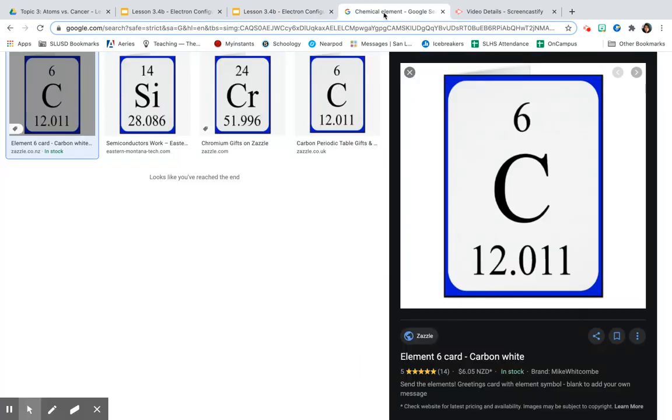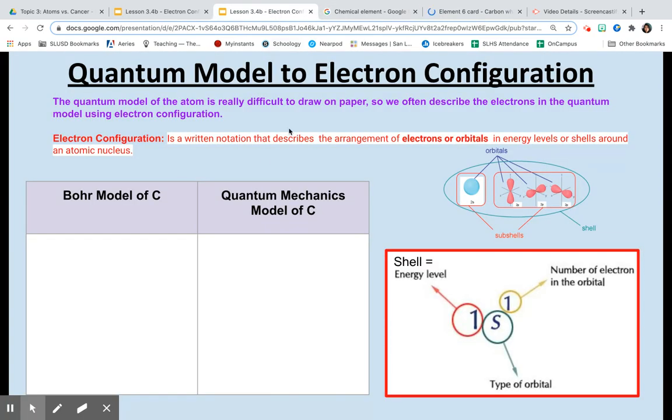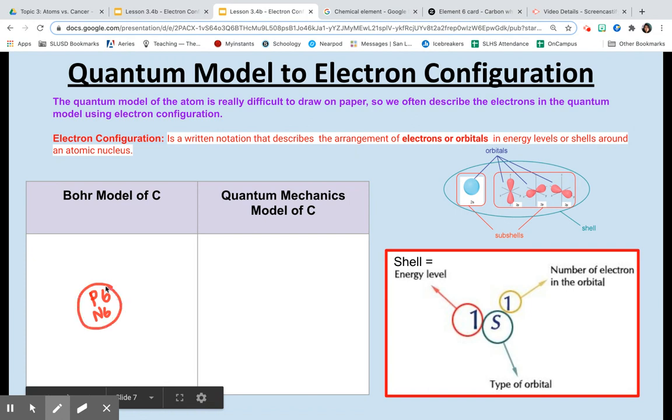Just as a reminder, carbon has 6 protons and 6 electrons, as stated by the atomic number. So here, if we did the Bohr model, our protons would be 6, neutrons would be 6. Here's our nucleus, our first energy level. We can fit 2 electrons. And in the next one, we can fit 4, totaling up to 6 electrons.